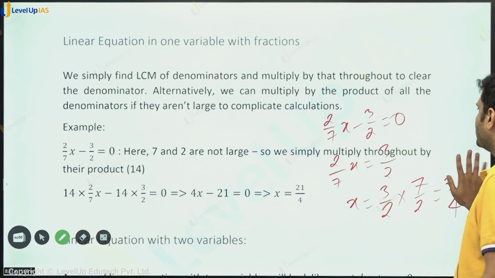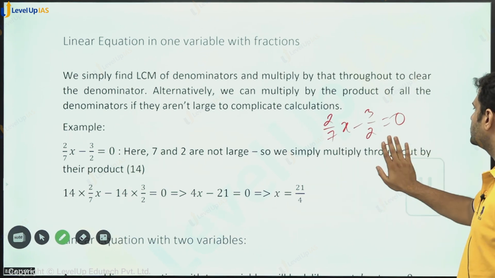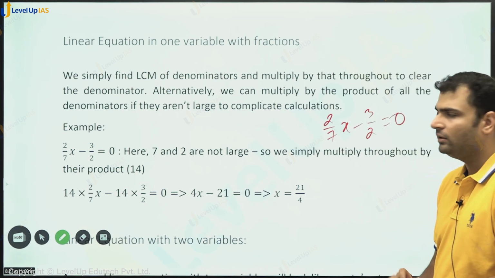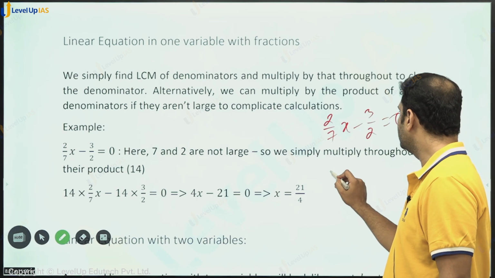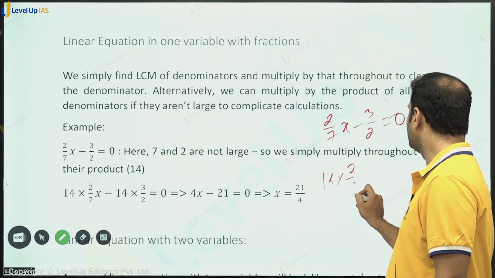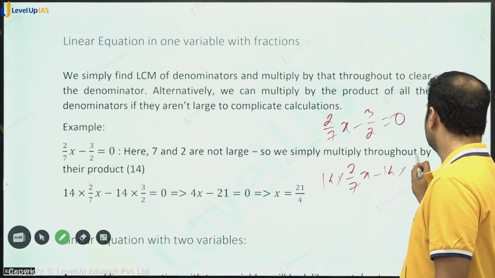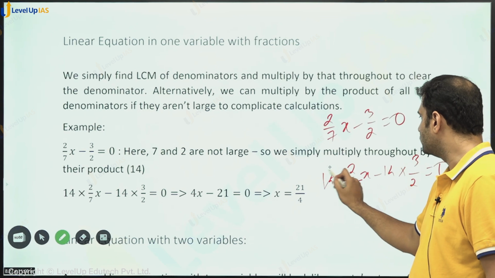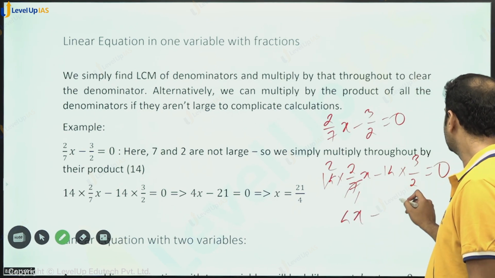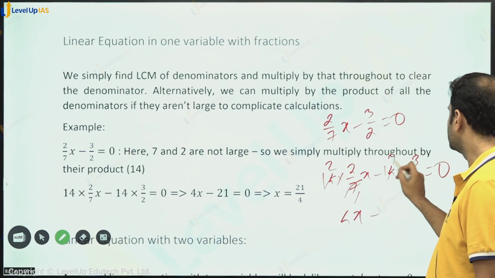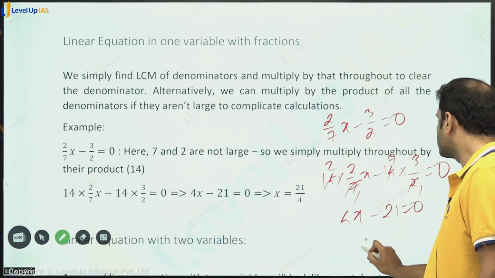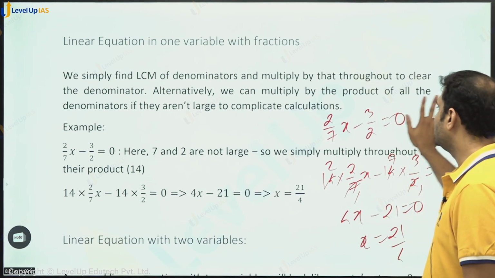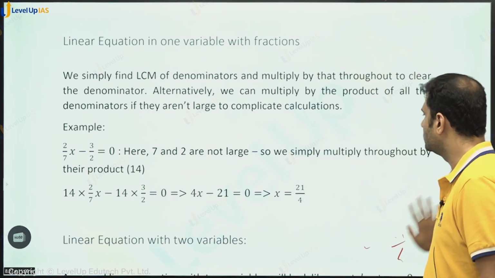This is one way. Second way is, you know that this is 7, this is 2, so LCM of 7 and 2 is 14. So multiply everything by 14, you will get 14 into 2/7x minus 14 into 3/2 is equal to 14 into 0 is 0. So you will get 2 into 2 4x minus 7 into 3 21 is equal to 0. So x is equal to 21/4. ये 21 इधर और 4 नीचे. That is also one way you can do this.